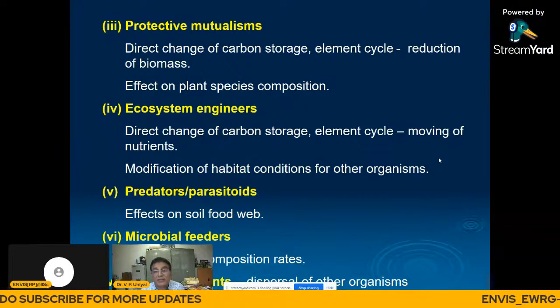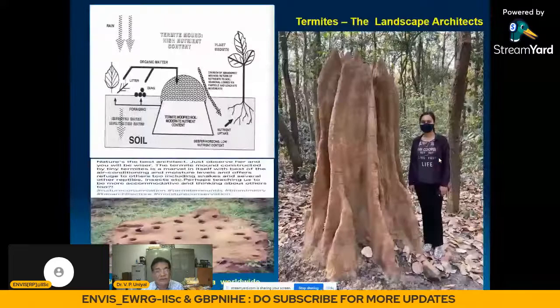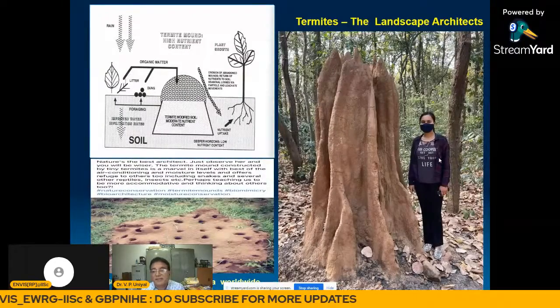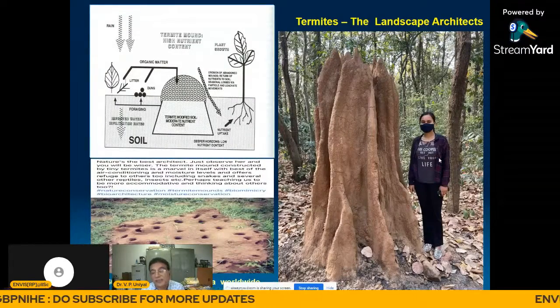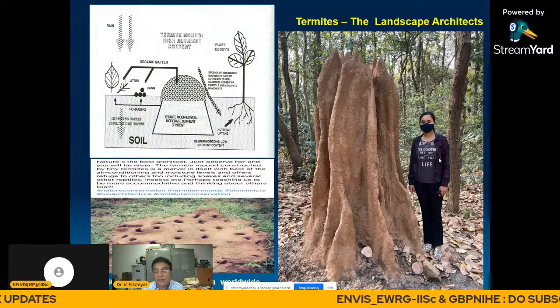They affect carbon storage and element cycles, as predators and parasites, soil food webs, microbial feeders, and dispersal agents of other organisms. And termites: a termite is a good indicator of a healthy forest. Certainly, if termites attack your house, they can damage your articles.